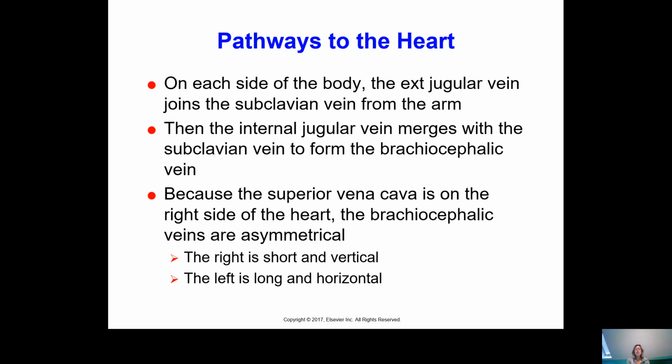Pathways to the heart. On each side of the body, the external jugular vein joins the subclavian vein from the arm. Then the internal jugular vein merges with the subclavian vein to form the brachiocephalic vein. And now they've gone from all the little branches backward to the main vein. Because the superior vena cava is on the right side of the heart, the brachiocephalic veins are asymmetrical. The right side is short and vertical, the left is long and horizontal.